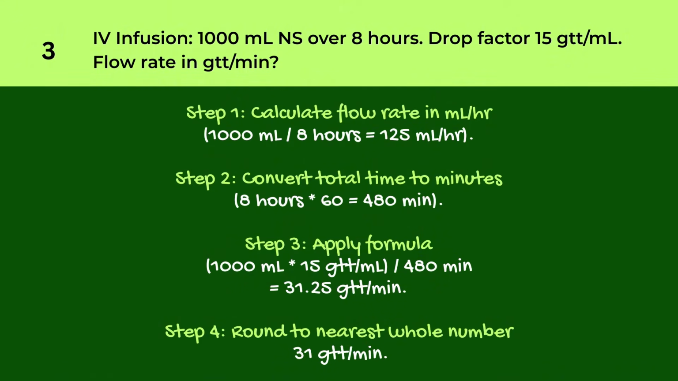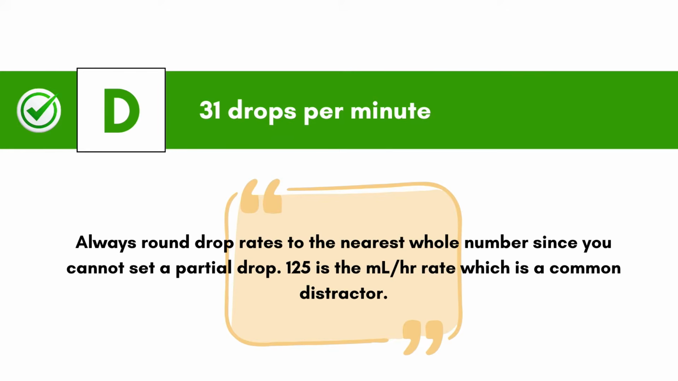Let's lock it and reveal the correct choice. Spot on. Option D, 31 drops per minute, is the correct answer. Always round drop rates to the nearest whole number, since you cannot set a partial drop. 125 is the milliliters per hour rate, which is a common distractor.